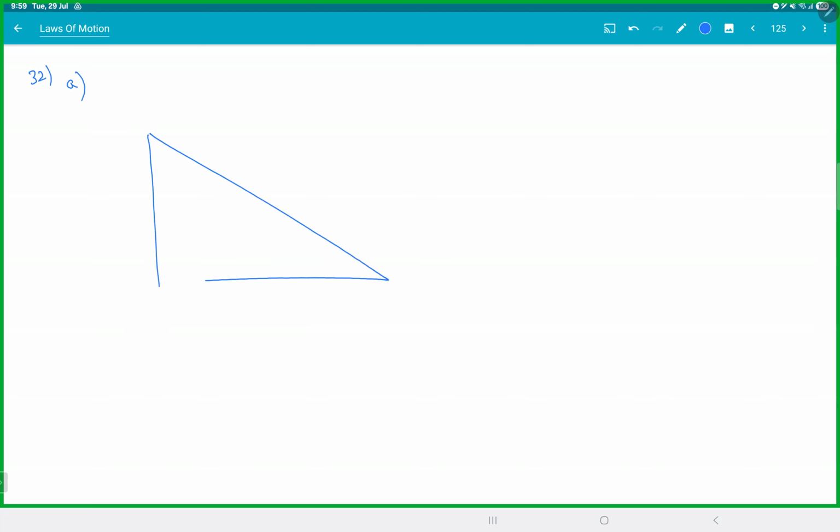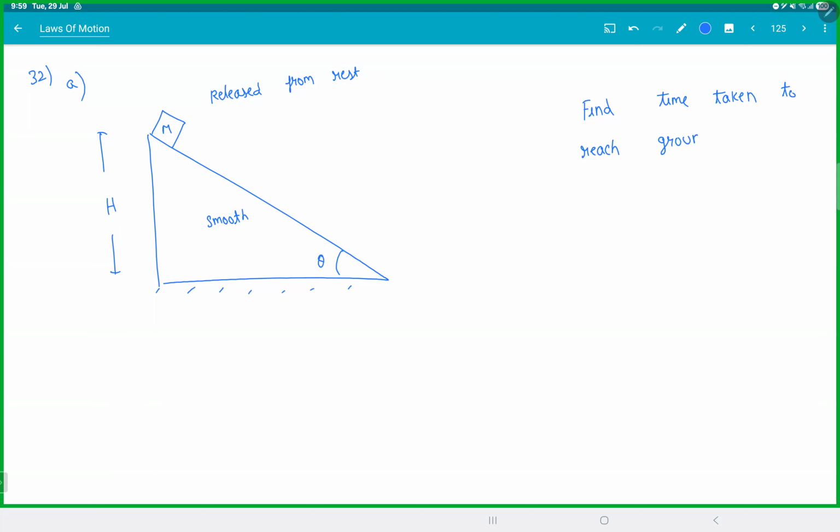Let's say we have an incline, angle theta, this is height h. This is smooth. You kept a block here of mass m released from rest. Find the time taken to reach the ground. Let's do this. This is an easy one. Then we'll go for the bead.